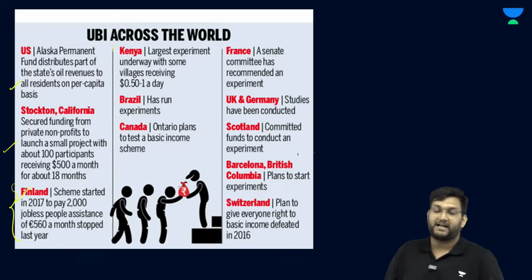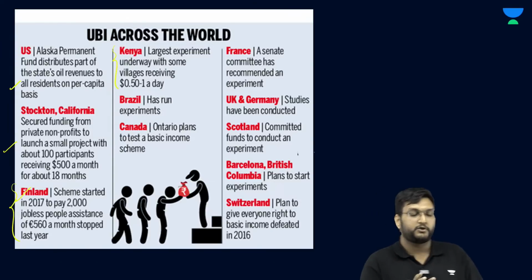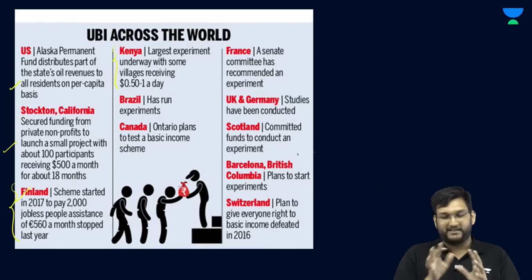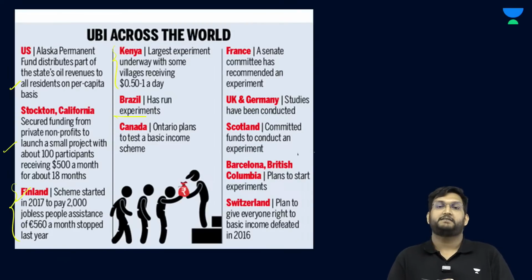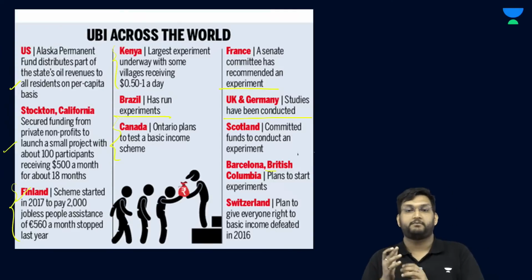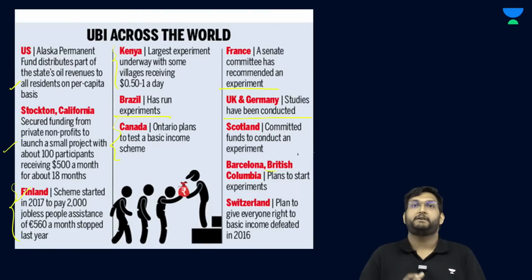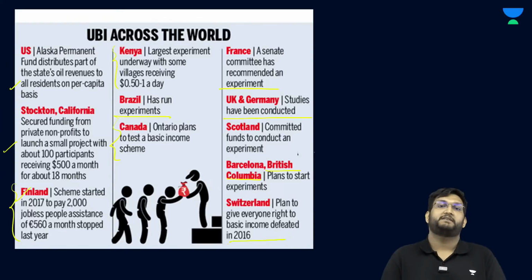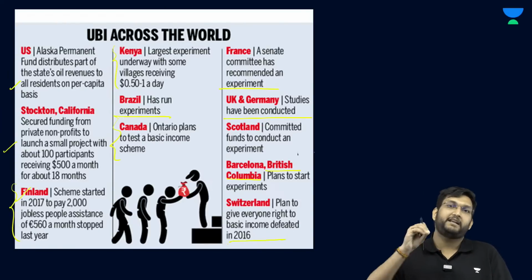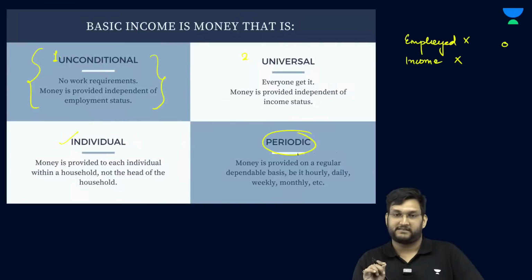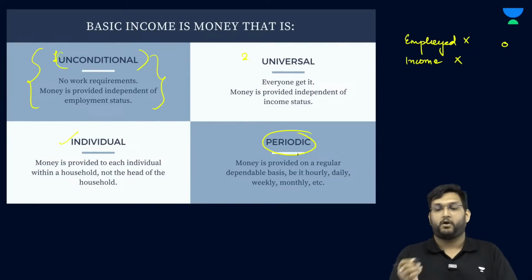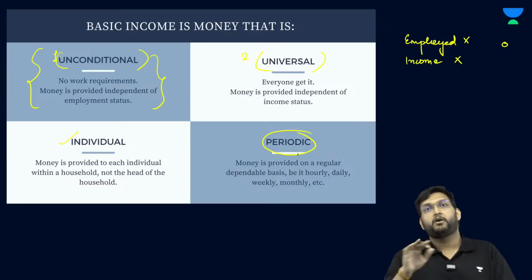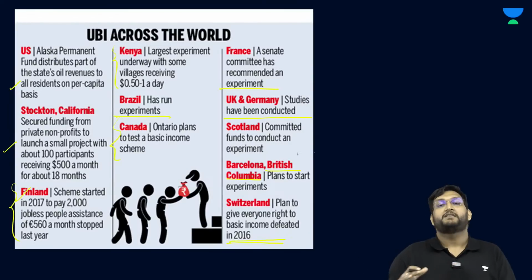Then you have Kenya, which has the largest experiment, where everybody in a village receives $0.50 to $1 a day. Brazil again has an experiment. France is running an experiment. UK and Germany are conducting research. In Ontario, there is a basic income scheme which is being tested again. In Spain, you have Barcelona. In British Columbia, you have plans to experiment, and Switzerland had also floated an idea of universal basic income but it was defeated by the people themselves. So if you look at it, these are actually not fitting into the concept of UBI but are modified UBI schemes, in which either the unconditionality, the universality, the individual nature or the periodic nature are in a way exceptions, but they are trying something.